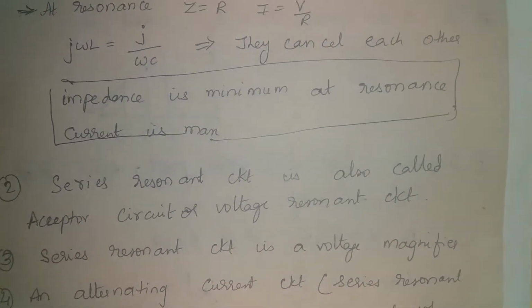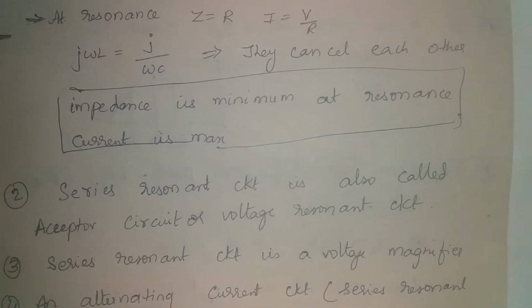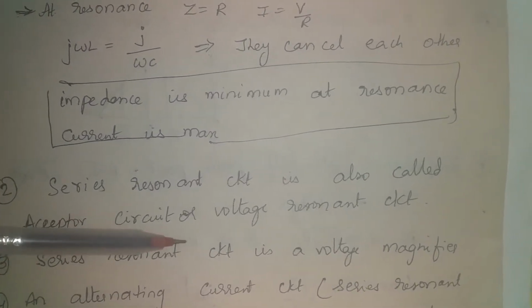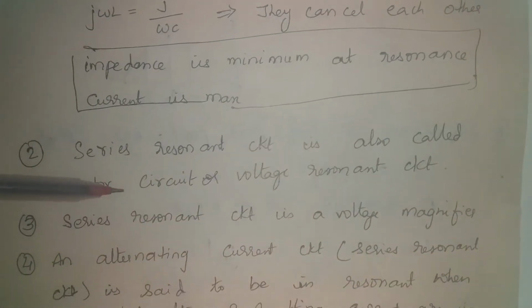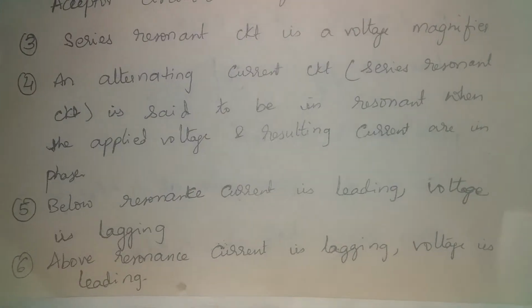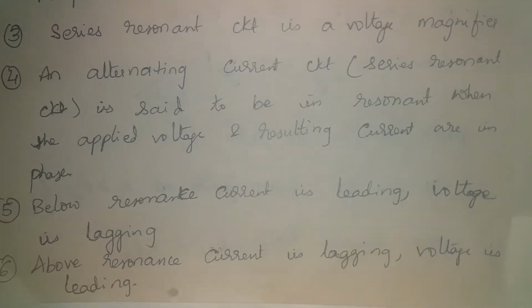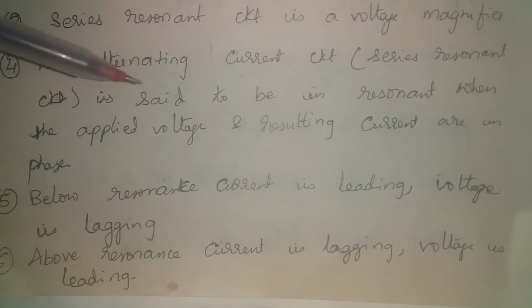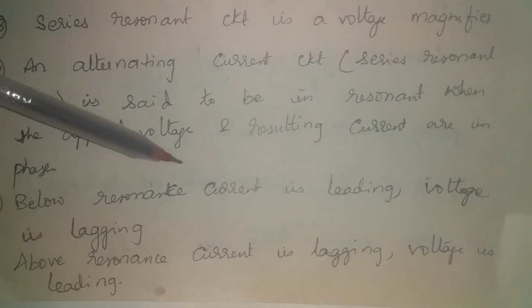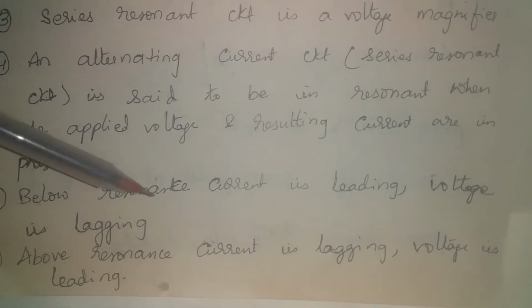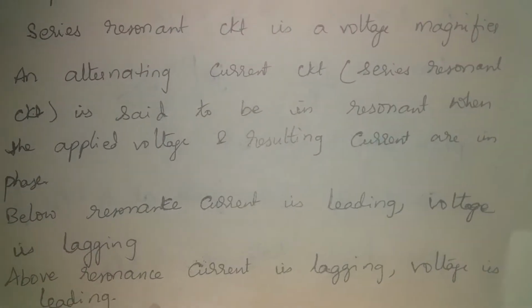Series resonant circuit is also called acceptor circuit or voltage resonant circuit. Series resonant circuit is a voltage magnifier. An alternating current circuit, series resonant circuit, is said to be in resonance when the applied voltage and the resulting current are in phase. Below resonance, current is leading, voltage is lagging. Above resonance, current is lagging, voltage is leading.